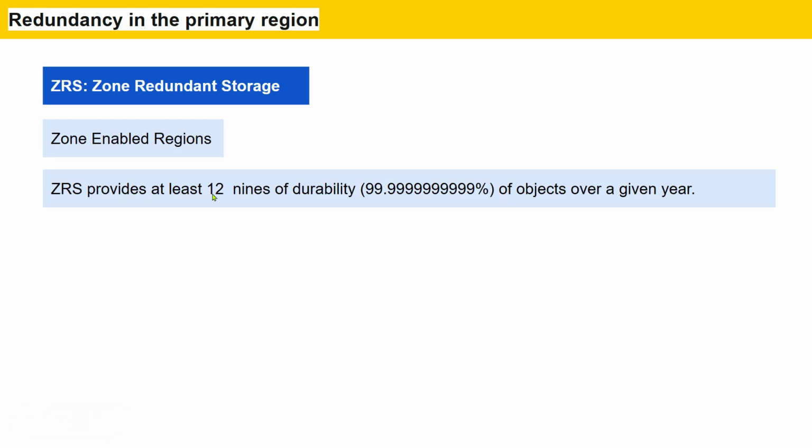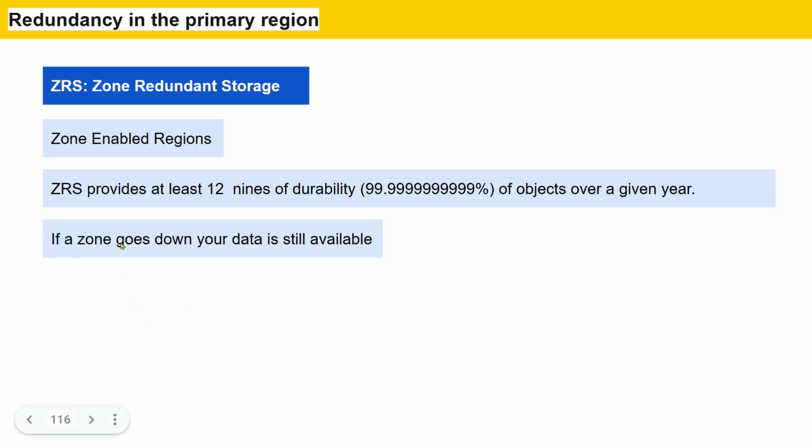ZRS provides at least 12 nines. There we saw LRS had 11 nines. Now it is 12 nines of durability of objects over a given year. Now you might think, what is the big difference between 11 nines and 12 nines? There is a difference. There is always a difference when we look at the number of seconds, number of hours it can go down. Yes. So if a zone goes down, your data is still available.